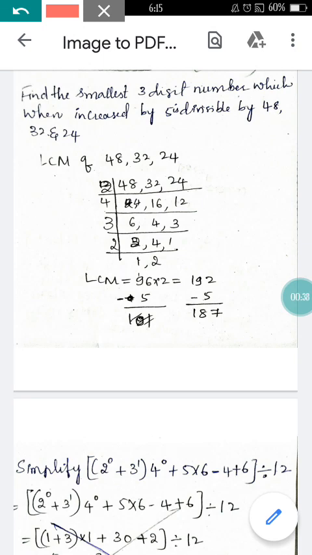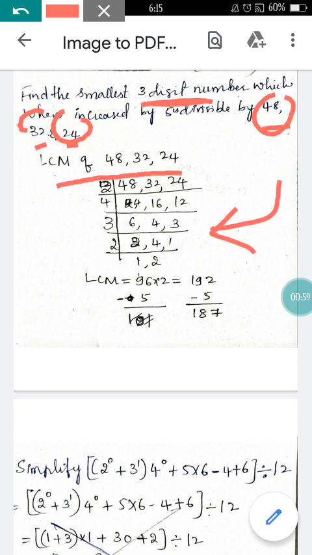Find the smallest 3-digit number which when increased by 5 is divisible by 48, 32 and 24. Here you need to find the 3-digit number which will be divisible by these three numbers. So what I have taken here is just the LCM of these three numbers. Here you can see, right? Just make use of these values and find the LCM, and I have got the answer as 96.